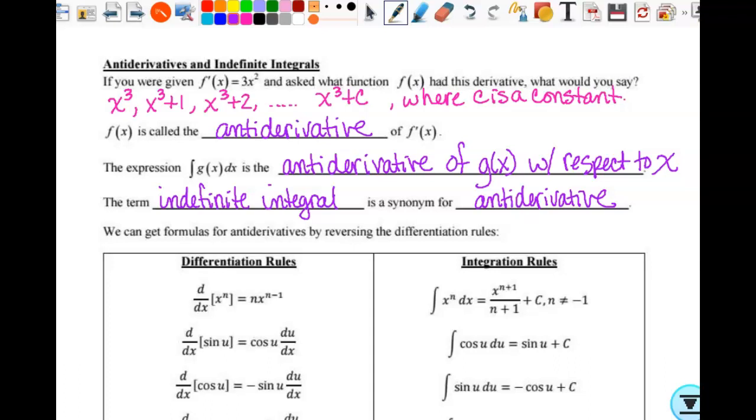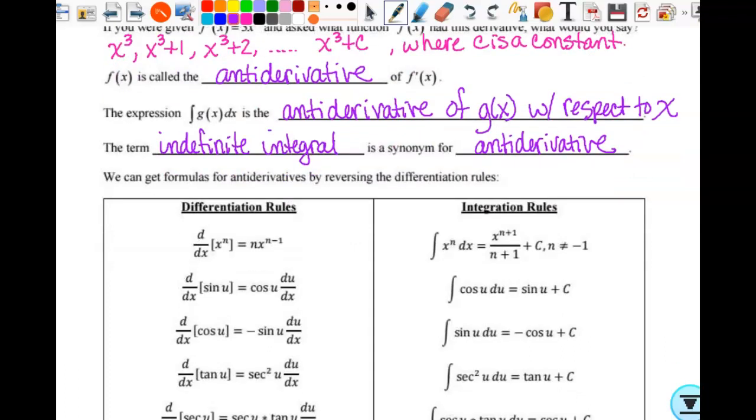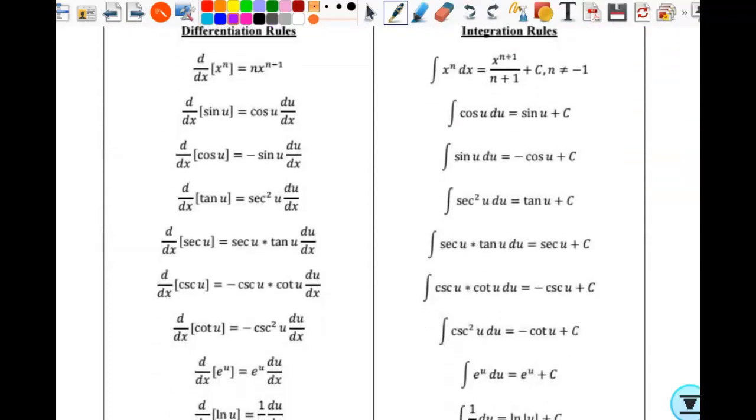So let's think about our derivative rules. We have differentiation rules on the left, integration rules on the right. If we're going to take the derivative of x to the n, we multiply by n and we subtract 1 from the exponent. If I'm going to go the other way and integrate x to the n, instead of subtracting 1, I add 1. And instead of multiplying, I divide by my new exponent.